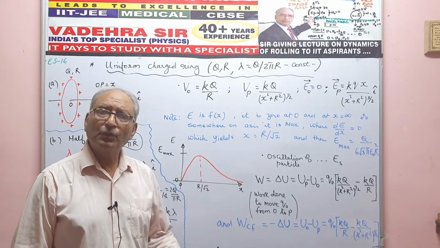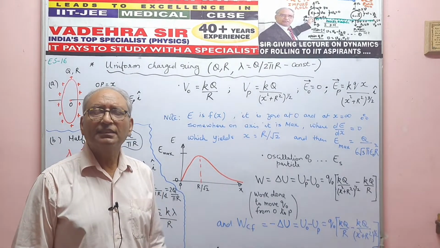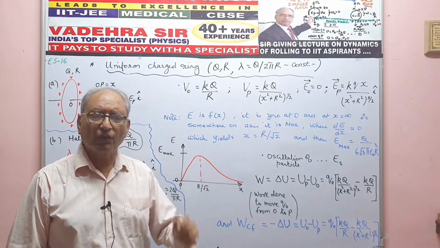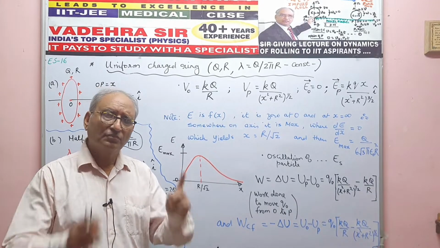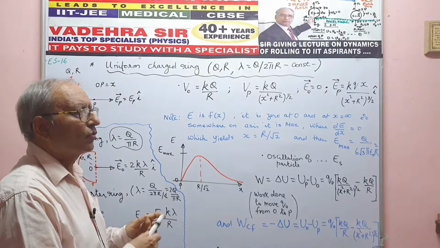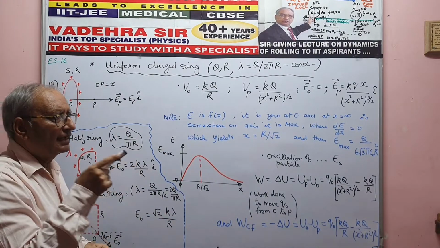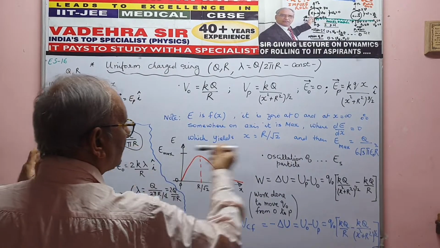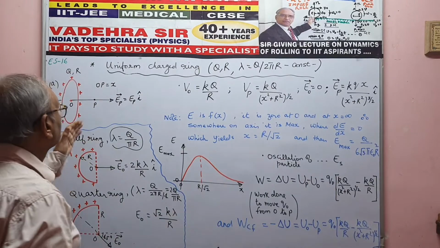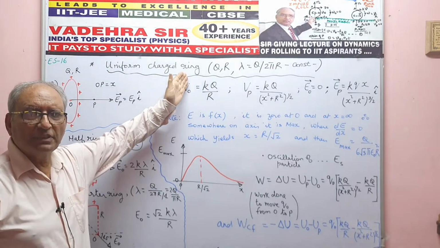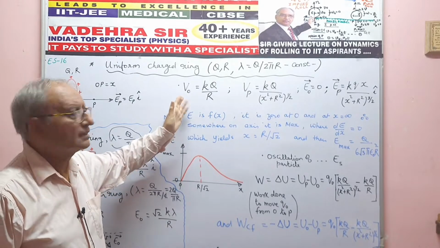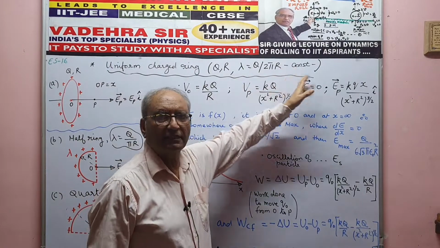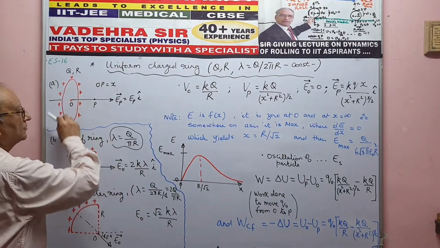quarter ring, and we'll try to work out the intensity, the field value at the center of the ring and at some other points. First of all, let me take the case of a charged ring. Our ring is in the YZ plane and the axis of the ring is along the x-axis. The ring is uniformly charged, with linear charge density lambda, charge q spread over 2 pi r. So lambda equals q upon 2 pi r, which is a constant. This is spread all over.